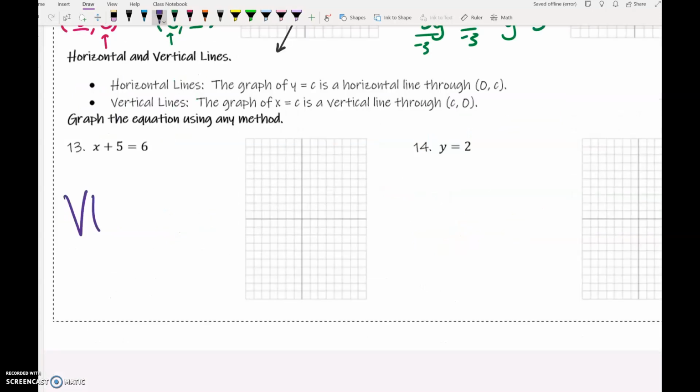Vertical lines are VUX. Have you guys heard VUX before? And horizontal lines are HOY. VUX means vertical line, and the equations are x equals. Horizontal lines are y equals. So if it's x equals with no y, it's a vertical line. If it's y equals with no x, it's a horizontal line.